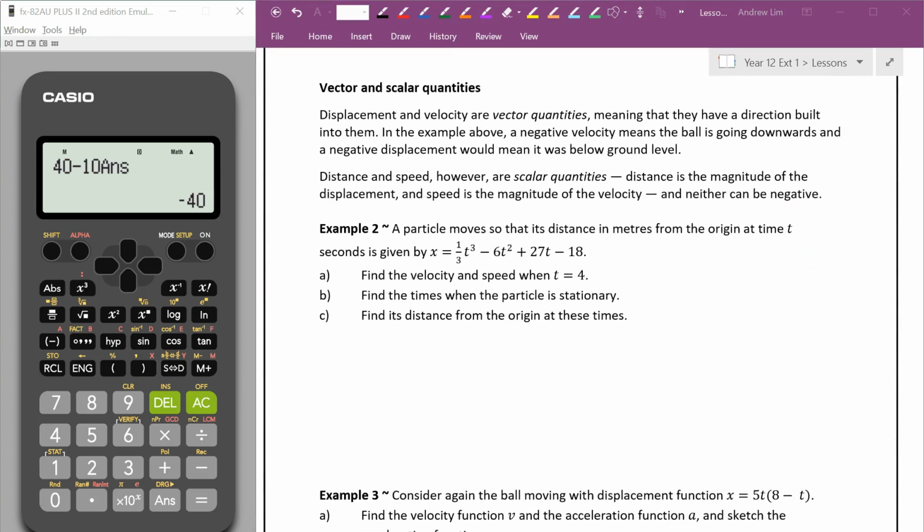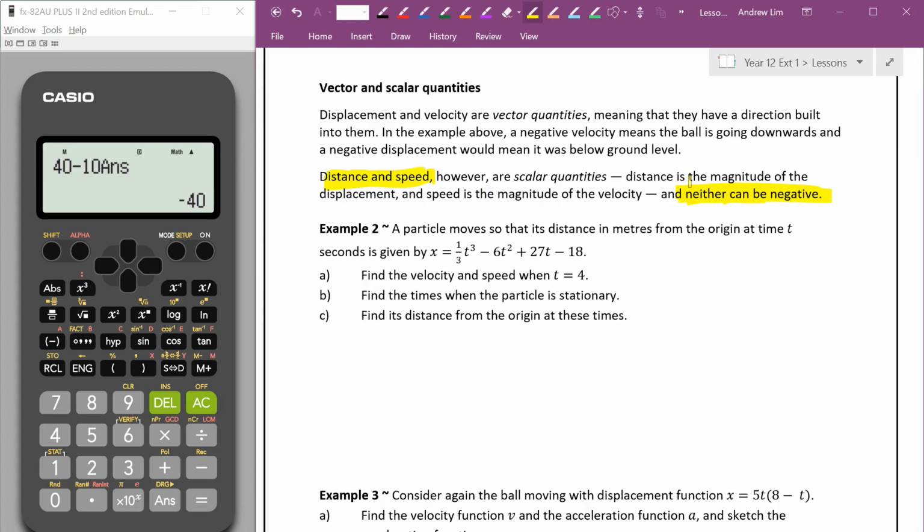Alright, let's have a look at vector and scalar quantities. So displacement and velocity are vector quantities, meaning that they have direction built into them. In the example above, a negative velocity means the ball is going downwards, and a negative displacement would mean it was below ground level. Distance and speed, however, are scalar quantities. So distance is the magnitude of the displacement, and speed is the magnitude of velocity. And neither can be negative. So it's important that distance and speed cannot be negative. Alright?